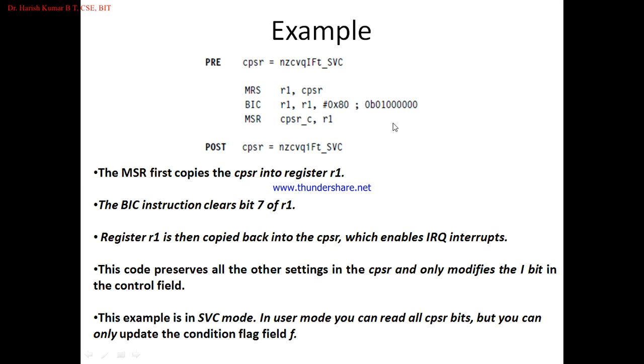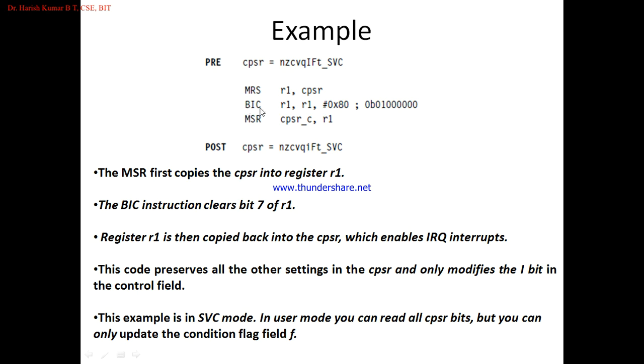Now here I have an example for the same. I'm assuming the current CPSR is this, so it is in supervisor mode. You can observe all these bits are 0, and this is 1, and this is 1, and the thumb state is also 0. Now MRS, read status, I'm calling MRS CPSR to R1. What I'm doing now is copying these current values to the register R1. CPSR is a 32-bit register, and this is also a 32-bit register, and everything gets copied to this.